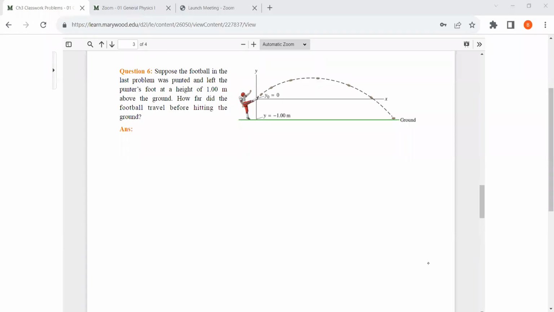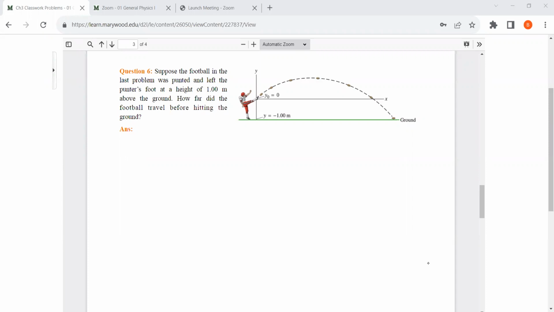All right, so let's start again. Again, we are going to solve some of the problems from chapter 3. All right, so the first problem we are going to solve is this one. Here it says, suppose the football in the last problem.